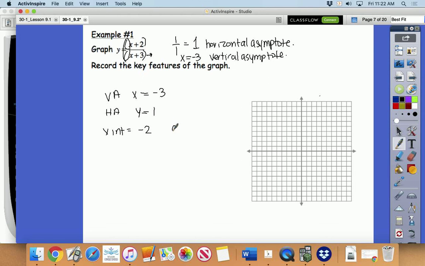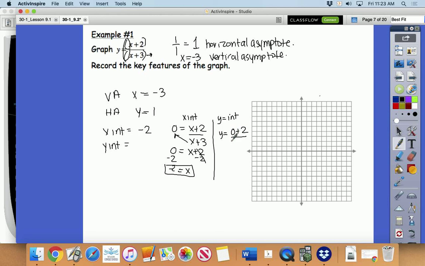So what I did was I said 0 equals x plus 2 over x plus 3. I brought this over, and anything times 0 will give me 0, so that would cross off the x plus 3, leaving me with x plus 2. Then I would move the -2 to the other side, and then that would give me x equals -2. Same thing for y-intercept, you're going to make x equal to 0 now. So this was for the x-intercept. For the y-intercept, you're going to make x equal to 0. So that's going to be 0 plus 2 over 0 plus 3, which is 2 over 3.